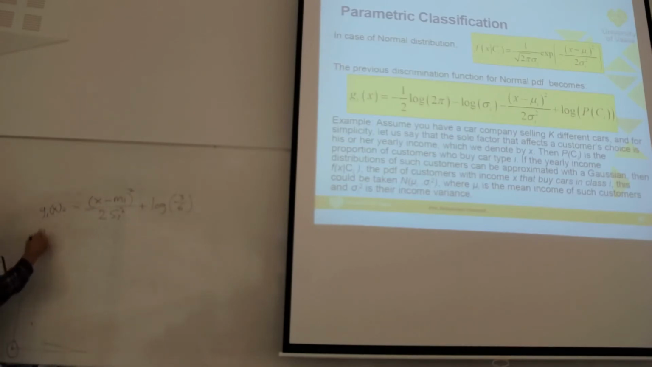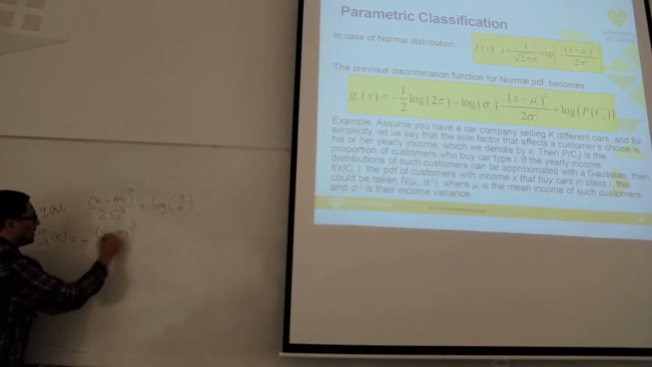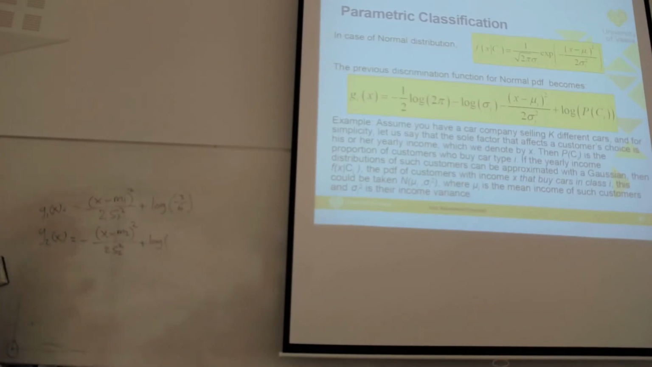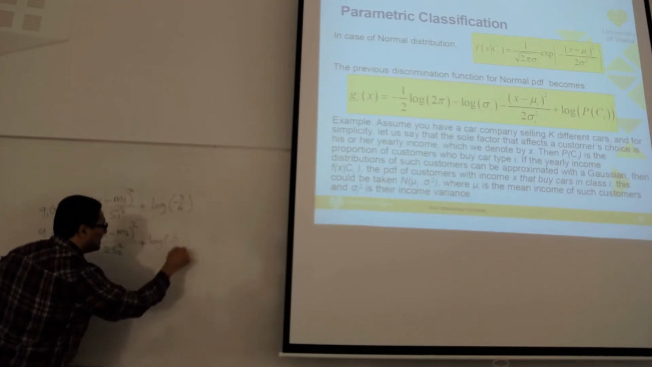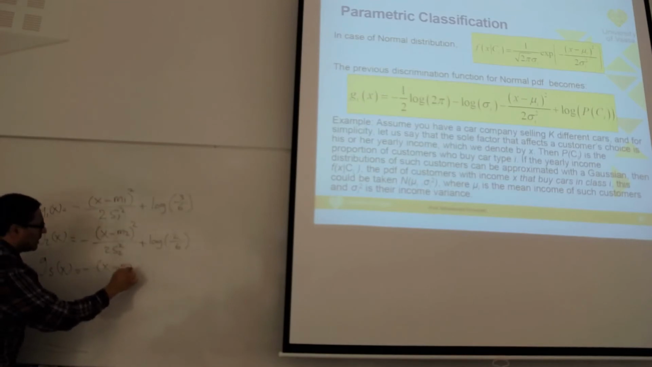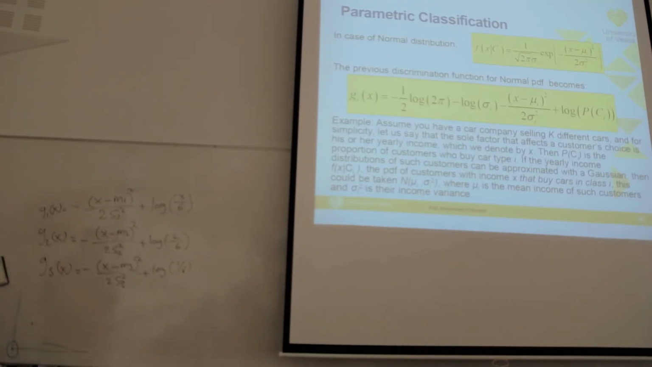Now, J2 of x equals minus (x minus M2) square divided by 2 S2 square plus log, how many elements do we have? 2. So it will be 2 divided by 6. And J3 of x equals minus (x minus M3) square divided by 2 S3 square plus log 1 divided by 6. Now you built your first machine learning algorithm based on classification, parametric classification.